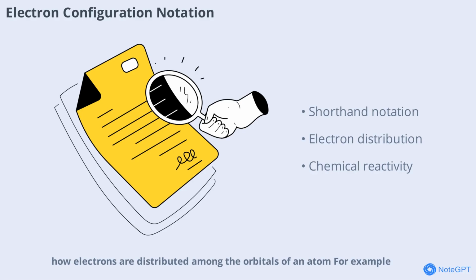Electron configuration notation is a shorthand way of showing how electrons are distributed among the orbitals of an atom. For example, the configuration for hydrogen is 1s1, while for oxygen it's 1s22s22p4. This notation helps chemists quickly understand the structure and reactivity of elements.